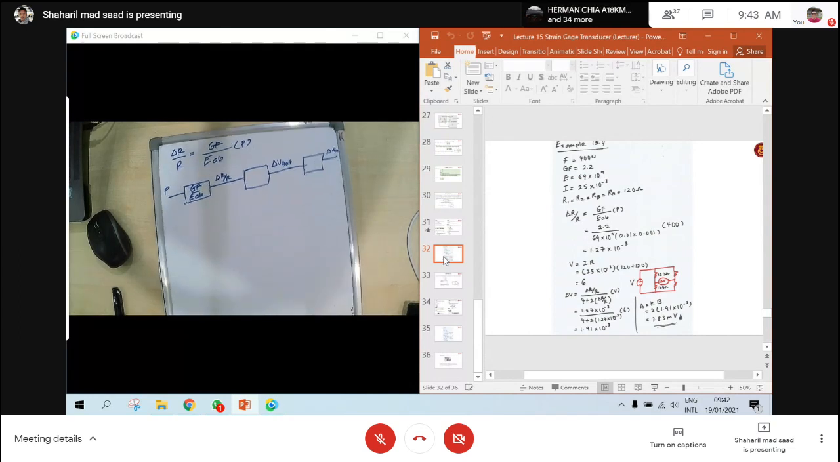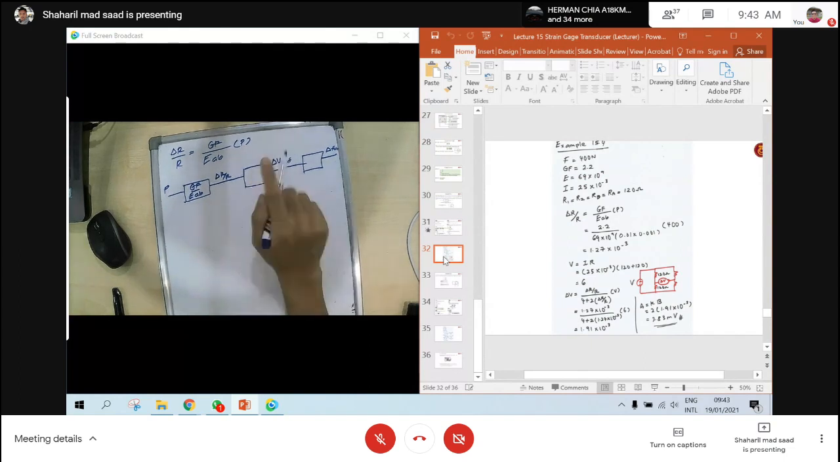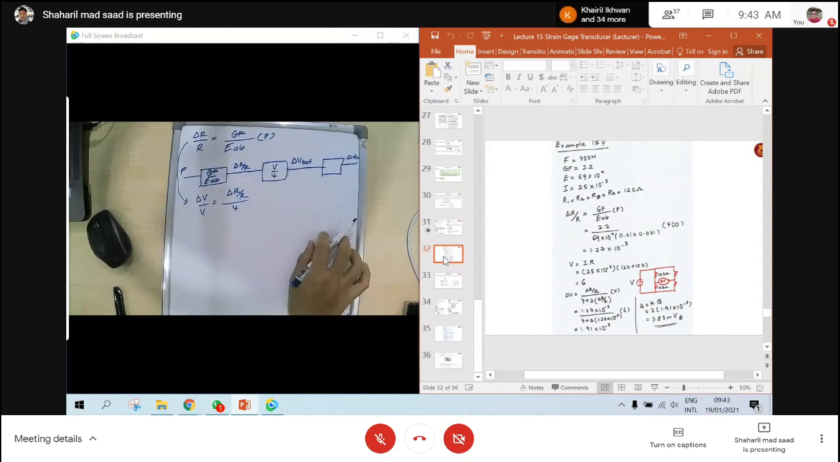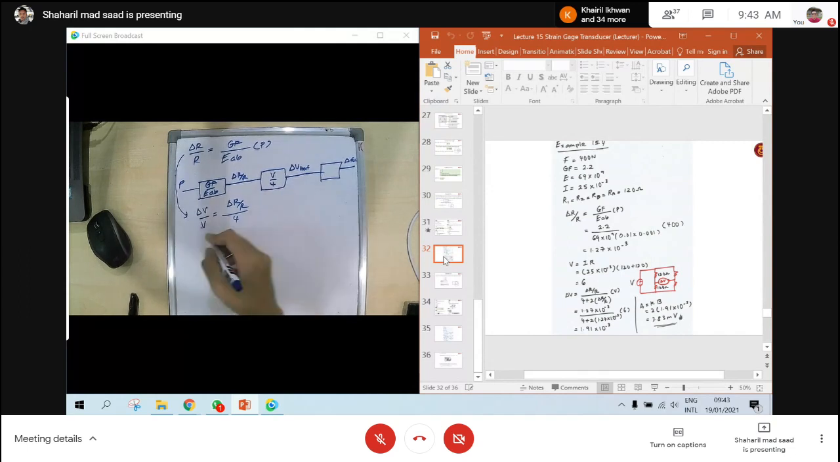Done. So delta V over V half is equal to 1 over 4, right? Based on the formula for delta V over V, you can get delta R over R divided by 4. Done. And then from this one, you can get delta V full is equal to 2 delta V half. Done.